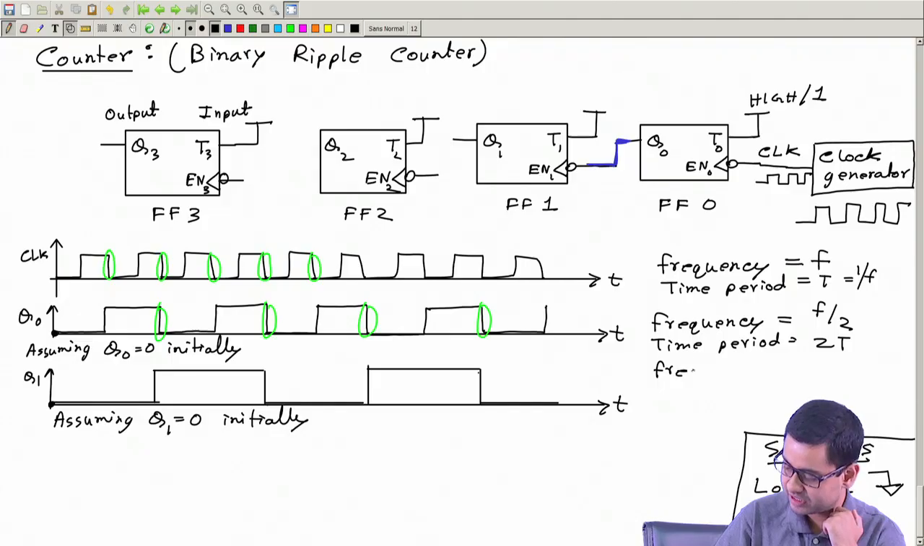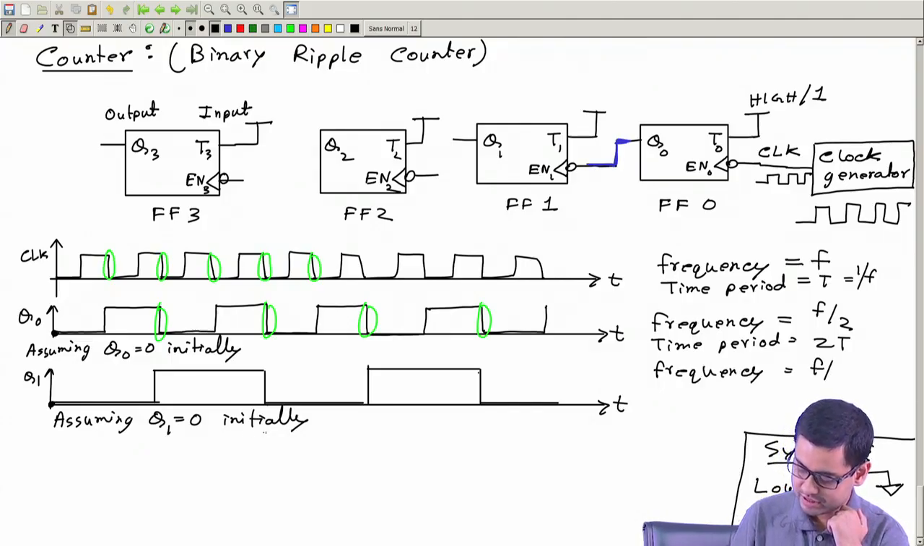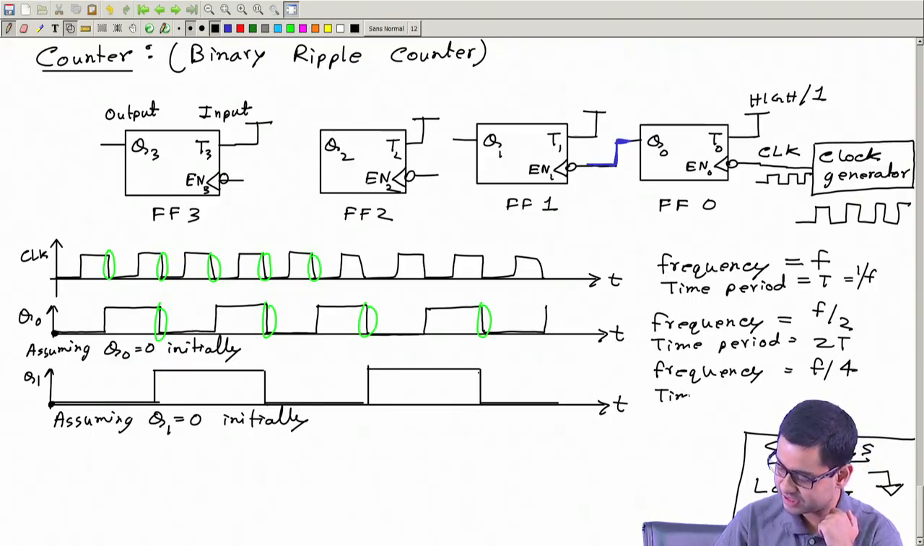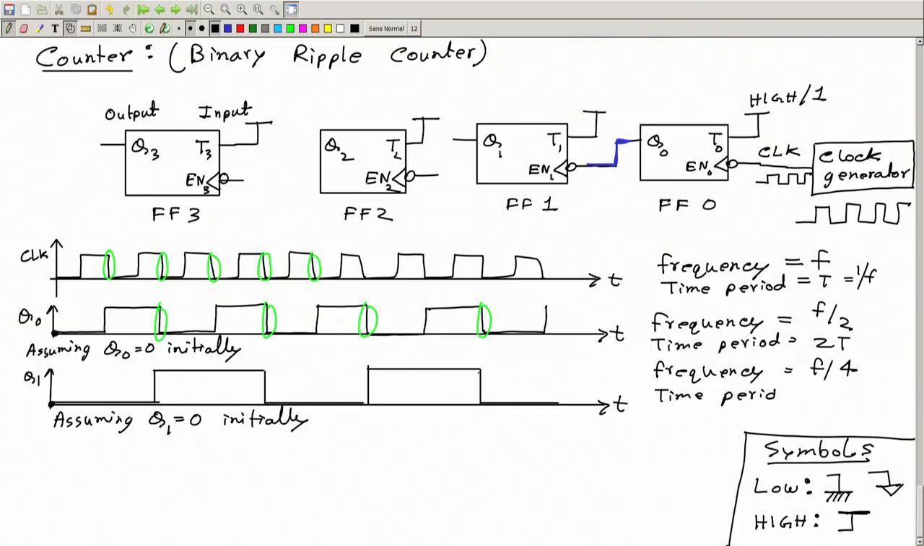Now you observe that the frequency here is half of this, f by 4, and the time period here is 4t, double. So this is how Q1 behaves. Now what I will do next, you can guess easily, is connect this Q1 to the enable of flip-flop 2, and similarly connect this Q2 to the enable of flip-flop 3.